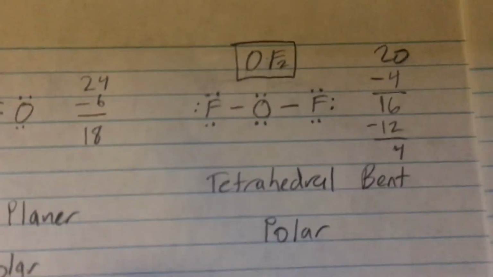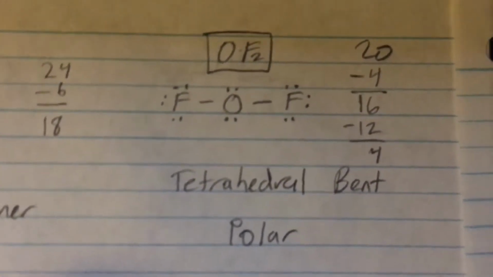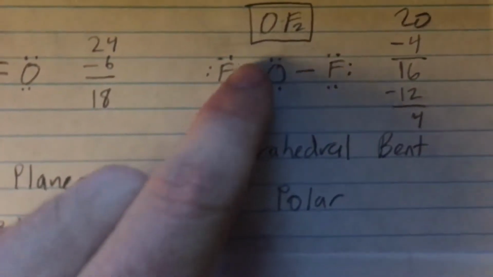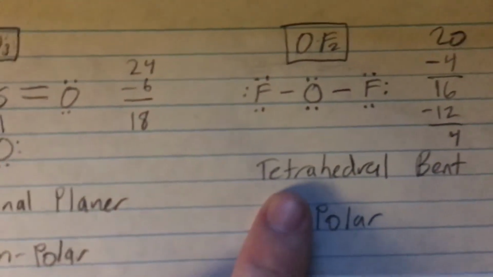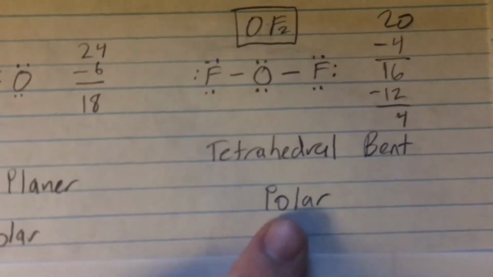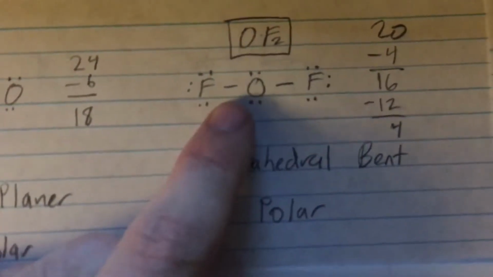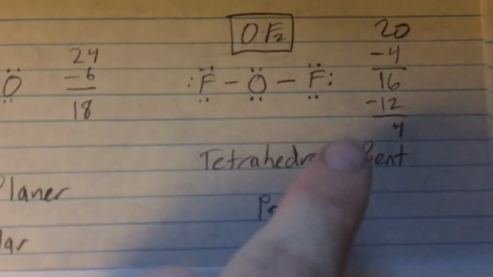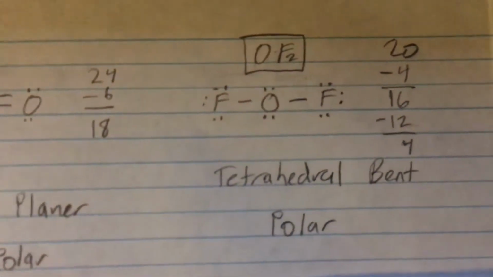The molecular geometry is going to be tetrahedral bent because of these extra domains right here. And tetrahedral because there's 4 domains. So this one's going to be polar because with the molecular geometry being bent, it pulls on the sides for each of the fluorines.